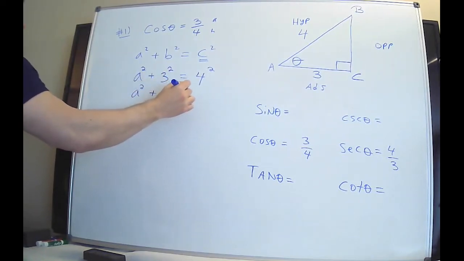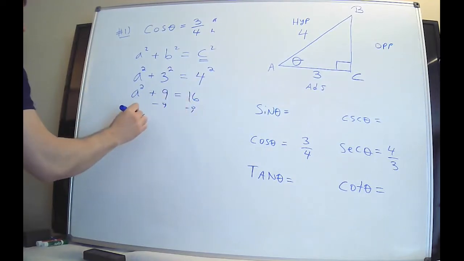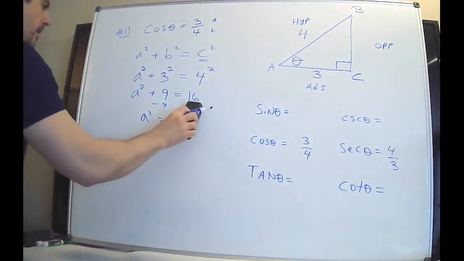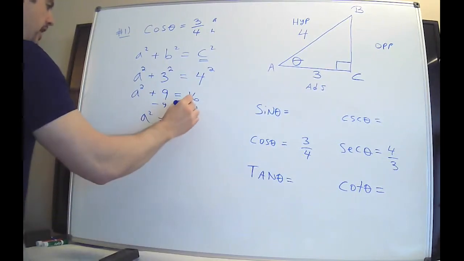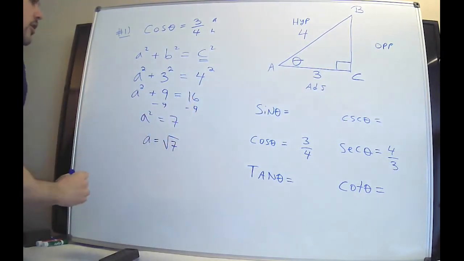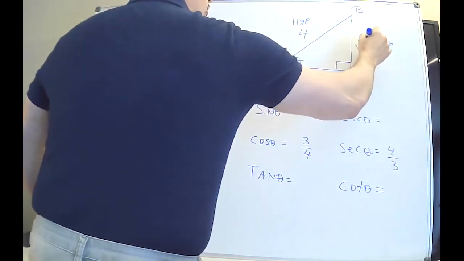3 times 3 is 9. 4 times 4 is 16. Subtract the 9. So you get a squared equals 7. 16 minus 9. And you're like, wait a minute. You can't take the square root of 7. Yes, you can. You get radical 7. So your missing side, the opposite side, is radical 7.